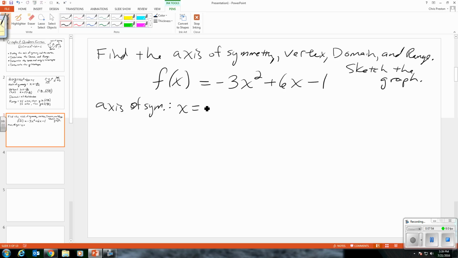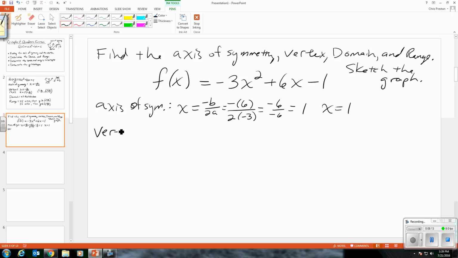So this is going to equal negative b over 2a. So negative, my b value is 6, over 2 times my a value, which is negative 3. So that's going to be negative 6 over negative 6, which is 1. So my axis of symmetry is x equals 1.